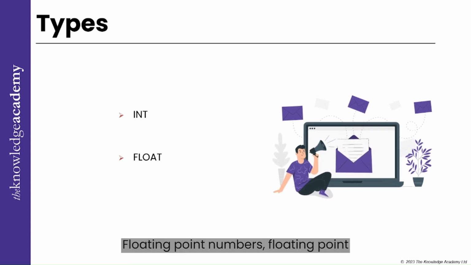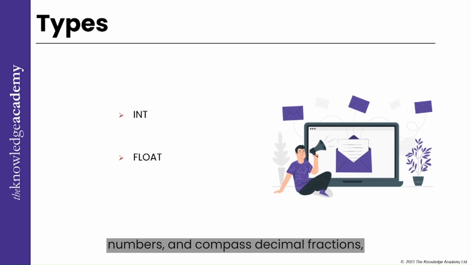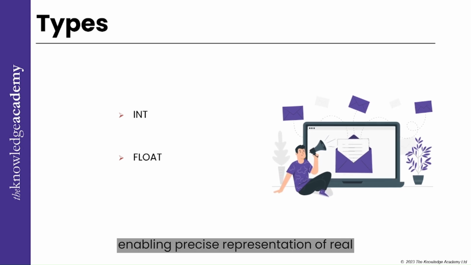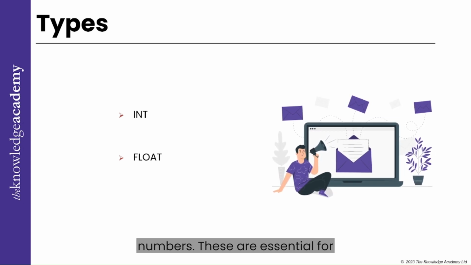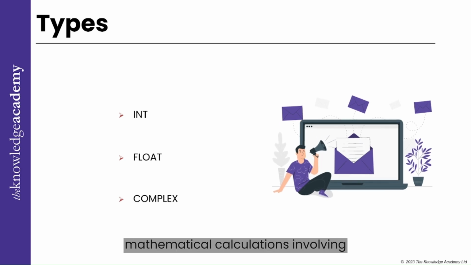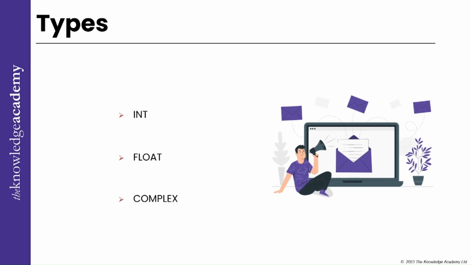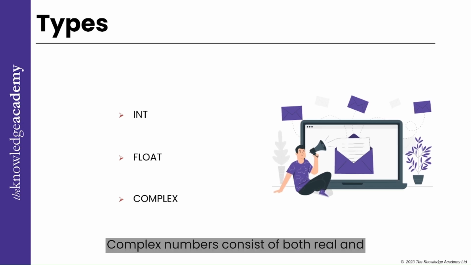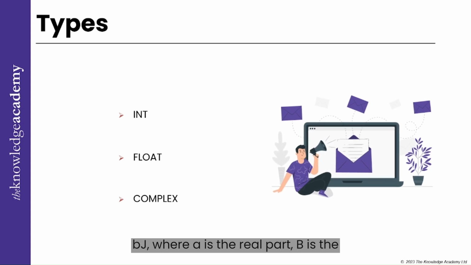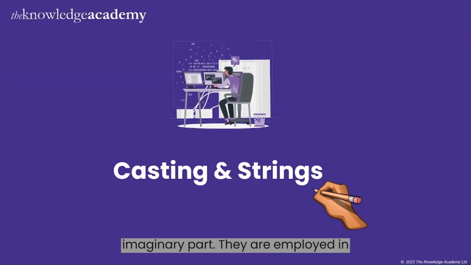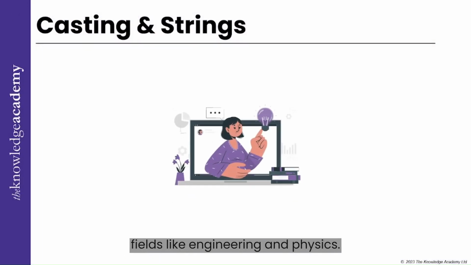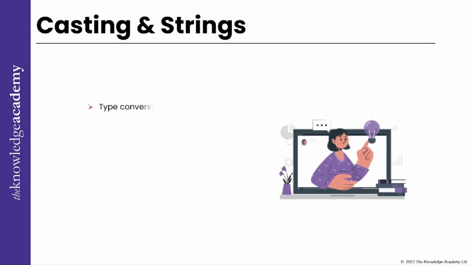Floating point numbers. Floating point numbers encompass decimal fractions, enabling precise representation of real numbers. These are essential for mathematical calculations involving accuracy and precision. Complex numbers. Complex numbers consist of both real and imaginary components, expressed as a plus bj, where a is the real part and b is the imaginary part. They are employed in fields like engineering and physics.